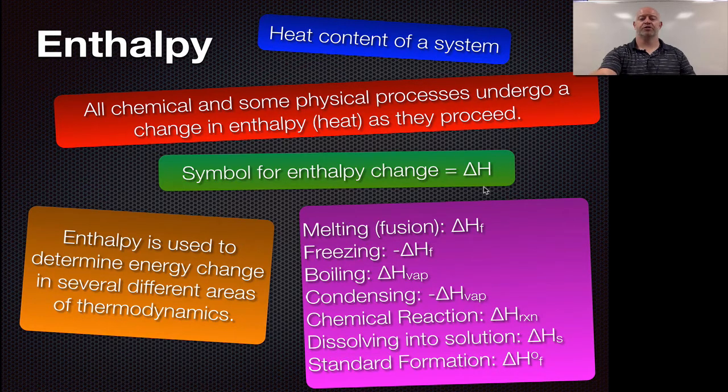Okay, as we go through this unit, we're going to hit changes in enthalpy in lots of different areas. So for melting, for freezing, for boiling, for condensing, for chemical reactions, for dissolving into solution, and for standardized formations of actual substances. Now these aren't all the places that you can see enthalpy changes, but these are the places that we're going to study it as we go through this unit. Okay. So just be aware that anytime I use the word enthalpy, I'm really talking about heat energy, and it is symbolized with this delta H.